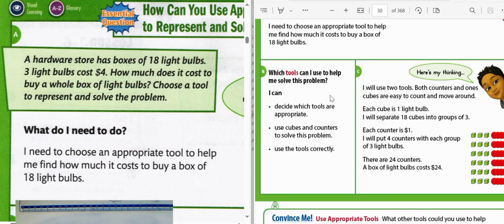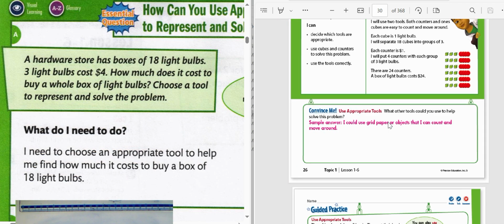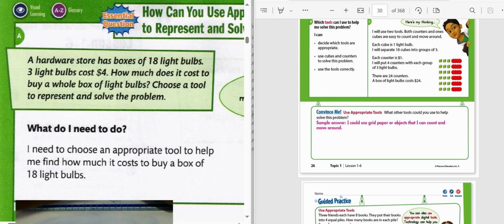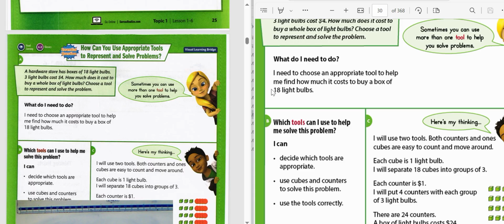Okay, we can find the answer to this question. Who can tell me the answer again? 18 divided by 3 is 6, and then 6 times 4 equals 24. What do I need to do? I need to choose mathematical tools to help me find how much it costs to buy a box of 18 light bulbs. The result is 18 divided by 3 is 6, 6 times 4 equals 24.